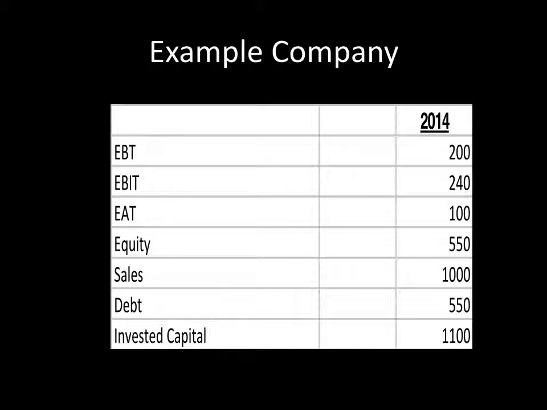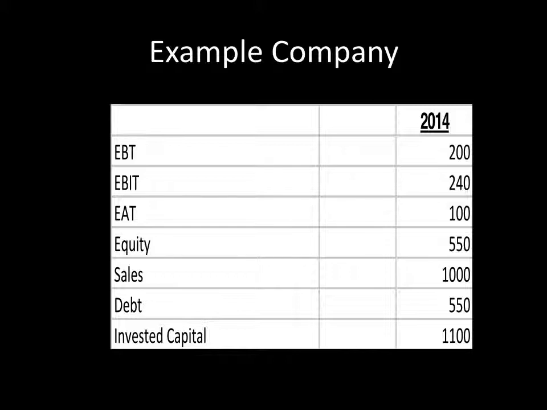So going back to our example company, the craft beer manufacturer, recall in 2014, you can see the earnings before taxes of $200, EBIT of $240. The difference between the top two is that we subtract $40,000 in interest expense from EBIT. Earnings after taxes is $100, so we're paying income taxes of $100 from the EBT of $200. The equity at the end of 2014 on the balance sheet was $550. Sales was $1 million. Debt was $550, so our debt to equity again was 1 to 1. The total invested capital, which is equity plus debt, $550 plus $550 gives us $1.1 million.